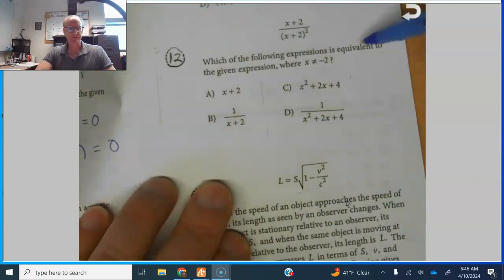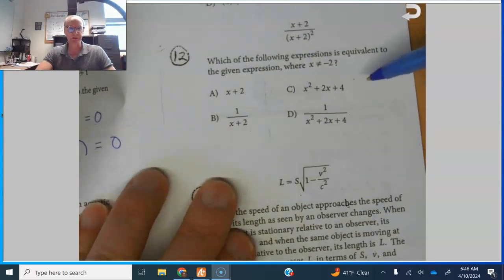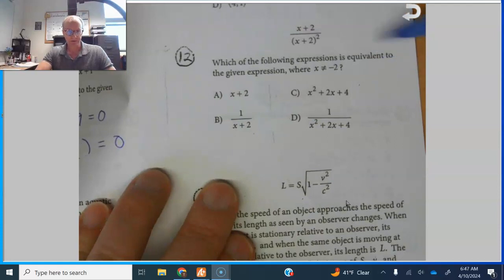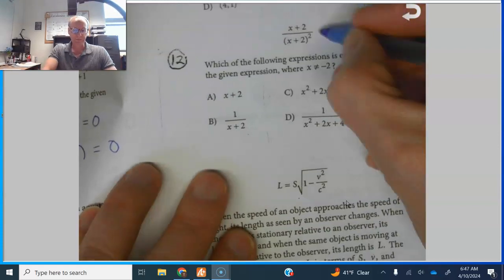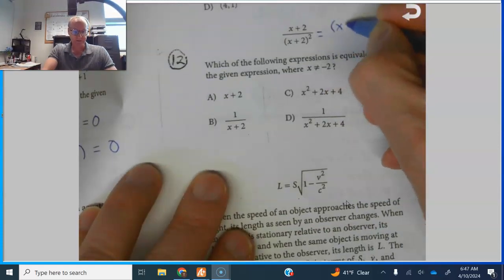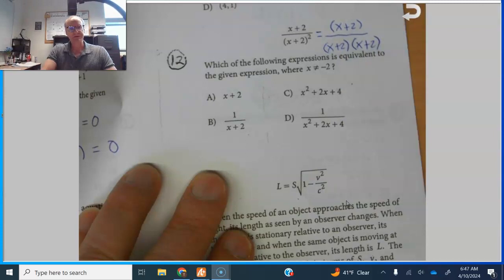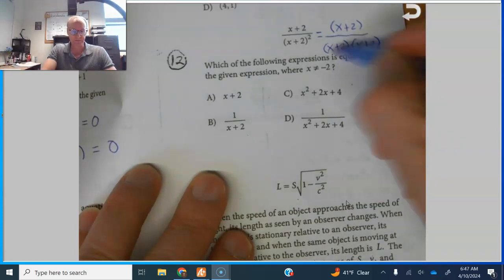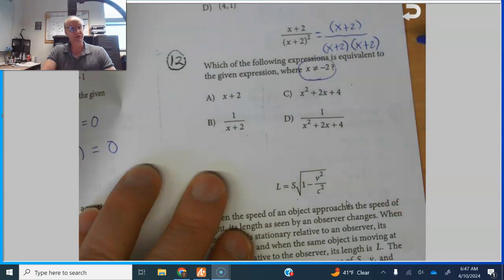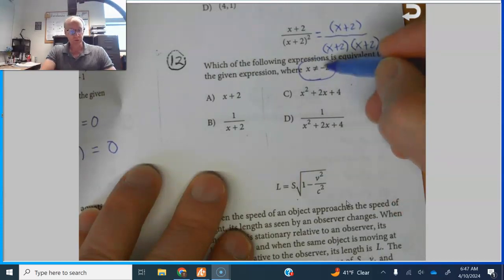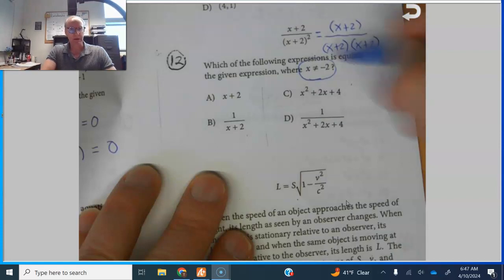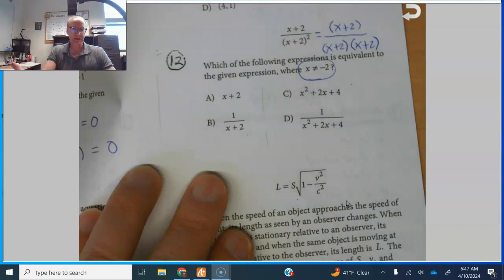All right, number 12. Which of the following expressions is equivalent to the given expression, where x is not equal to negative 2? Well, we know that this says x plus 2 in the top, and in the bottom we're taking x plus 2 times x plus 2. Now, they specifically tell us that x cannot be negative 2 because you're not allowed to divide by 0. If x were equal to negative 2, it would mess this thing up. So you can do some canceling, you can divide however you want to think of it.